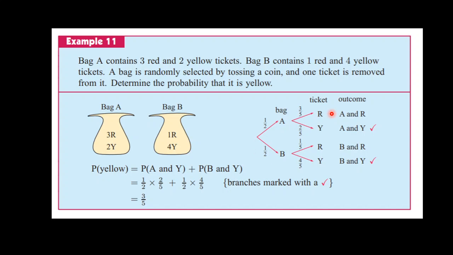Now, what do we want? The probability that at the end we will have a yellow ticket. Now, let's see. In which of these paths do we end up with a yellow ticket? We can either put our hand in bag A and get a yellow, or put our hand in bag B and get a yellow. So simply this times this plus this times this. Alright.